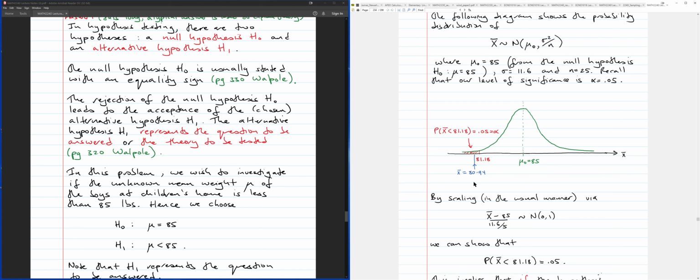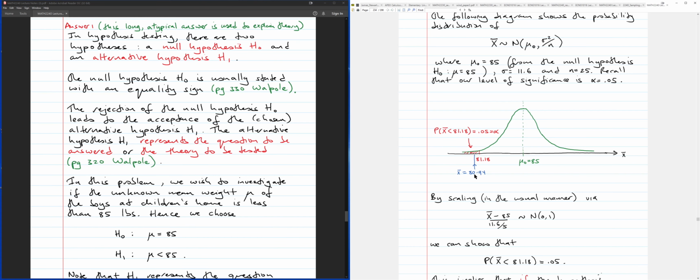The mean is 85, and what we got is an observed sample mean of 80.94. What I said earlier is that this 80.94 is too far from the 85. So the probability of getting this 80.94 by chance alone is too small, and that implies that this assumption, that the population mean is 85, is false.